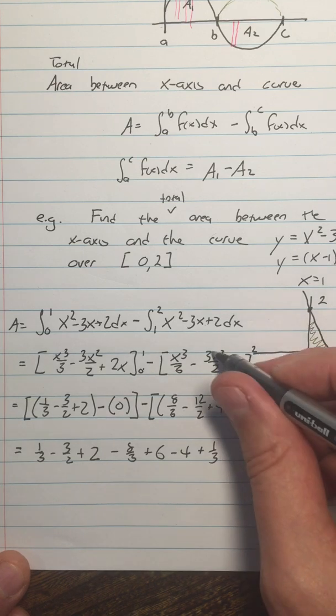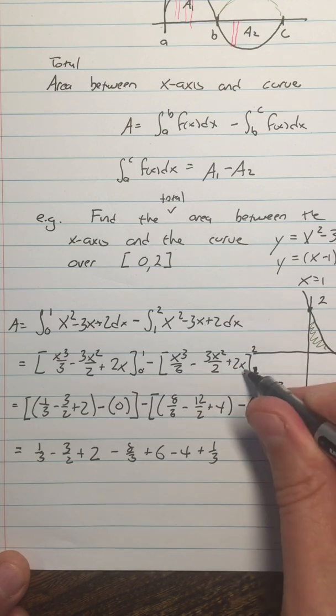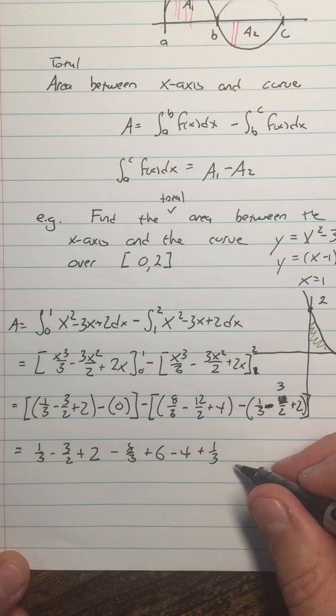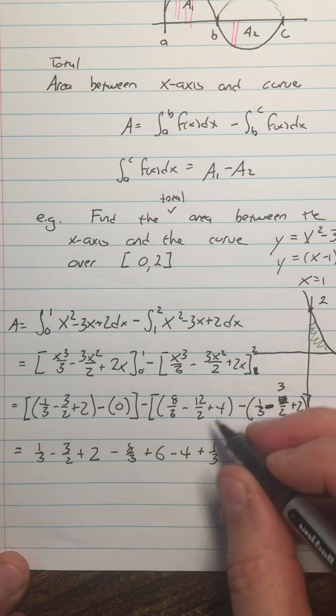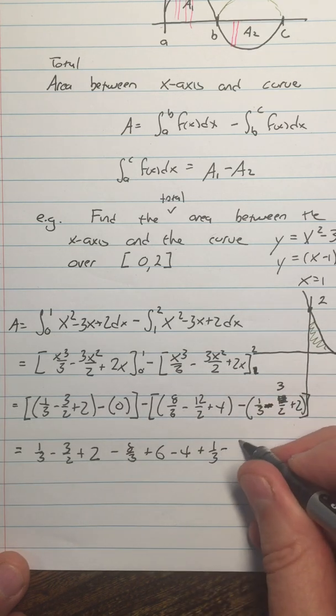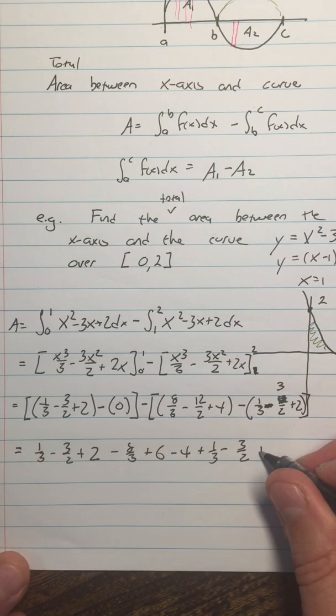Because when I plugged in the 1, I knew something was weird because this number looked too big. When I plugged in the 1, see what I mean about attention to detail? When I plugged in the 1, I should have 3 over 2 there. Yeah, everything else looks right. Okay, so then I have plus 1/3. Okay, and then minus 3 over 2, so minus 3 over 2. And then minus minus 2, so that's plus 2.